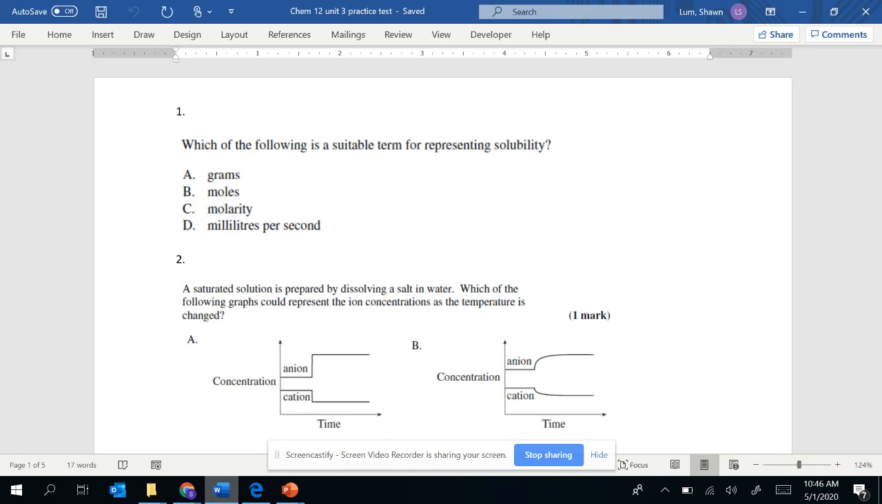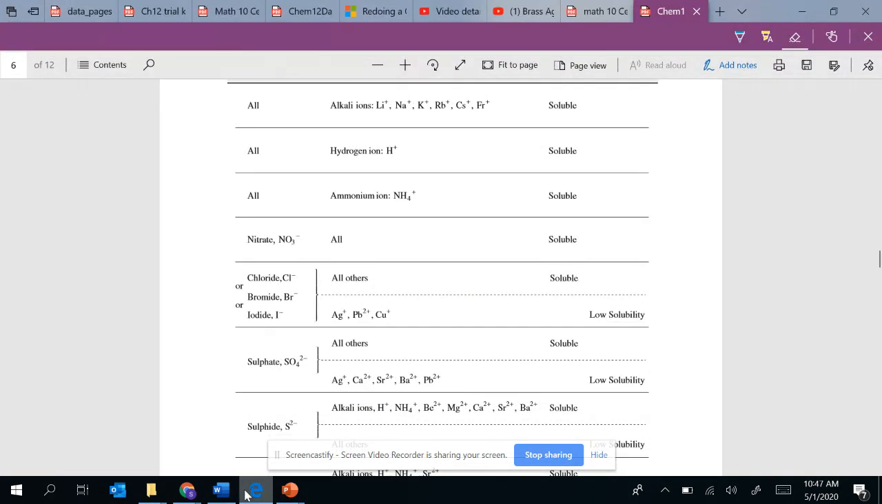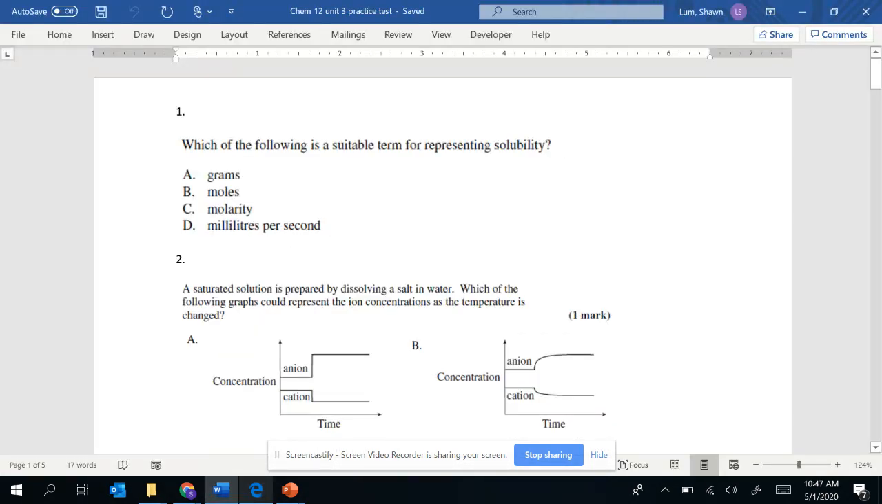Anyways, do this. Make sure you understand it. If you don't understand everything here, then message me before you write the test. You can also download this practice test from Microsoft Teams so you can see and try to do it. So try doing this test first and then check your answers back here. Anyways, you need to have your data booklet, so make sure you have that. I have mine right here, and I'll refer to it periodically.